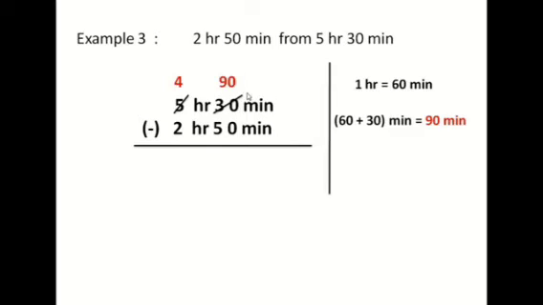Now you can do the subtraction very easily. So 90 minus 50, how much is it? 40 minutes. And here hour 4 minus 2 gives you 2 hours. So it will be 2 hours 40 minutes.